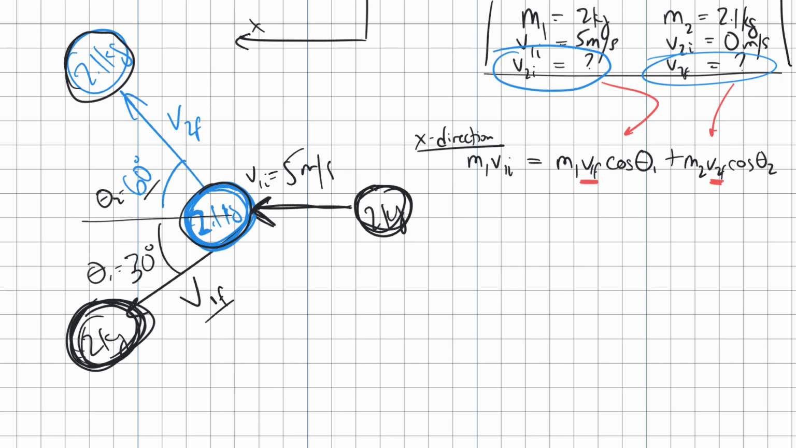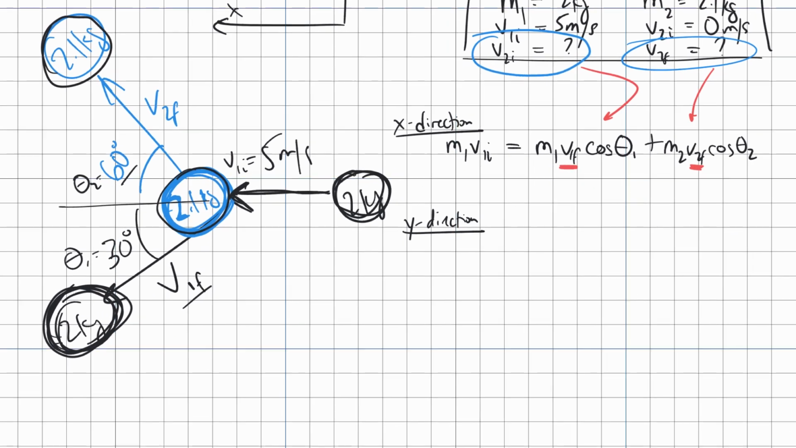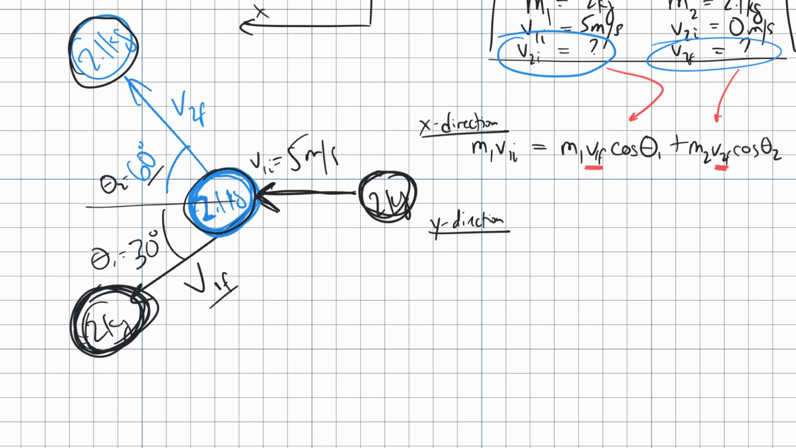So let's go ahead and do the y direction. What's really nice about the y direction is that at the beginning of this problem, this ball is not moving in the y direction, so it has no y momentum. This one's not moving at all, so it has no y momentum. So the initial, on the left-hand side of that equation, is 0. And then the final is that basically these balls get y momentum from each other. They push off of each other in the y direction. So one goes up, the other one goes down.